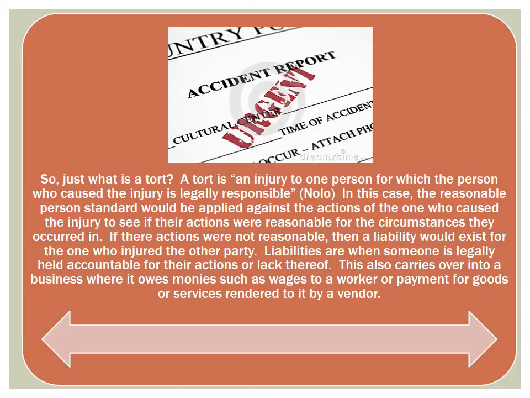So, just what is a tort? A tort is an injury to one person for which the person who caused the injury is legally responsible. In this case, the reasonable person standard would be applied against the actions of the one who caused the injury to see if their actions were reasonable for the circumstances they occurred in. If the actions were not reasonable, then a liability would exist for the one who injured the other party.